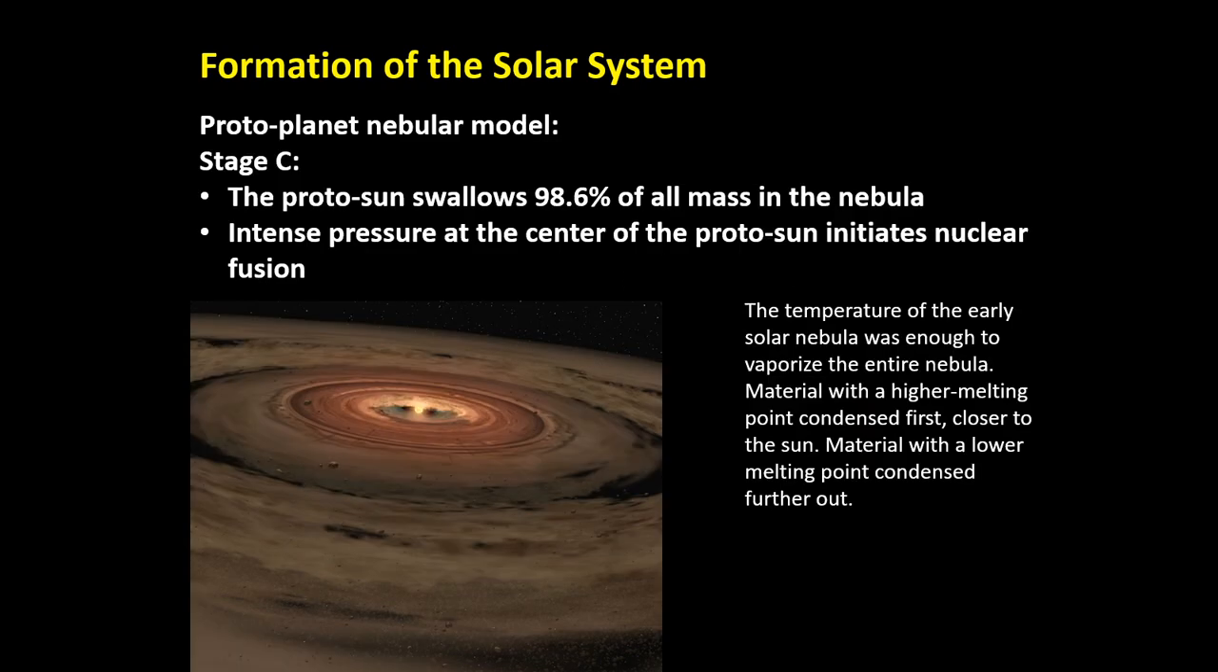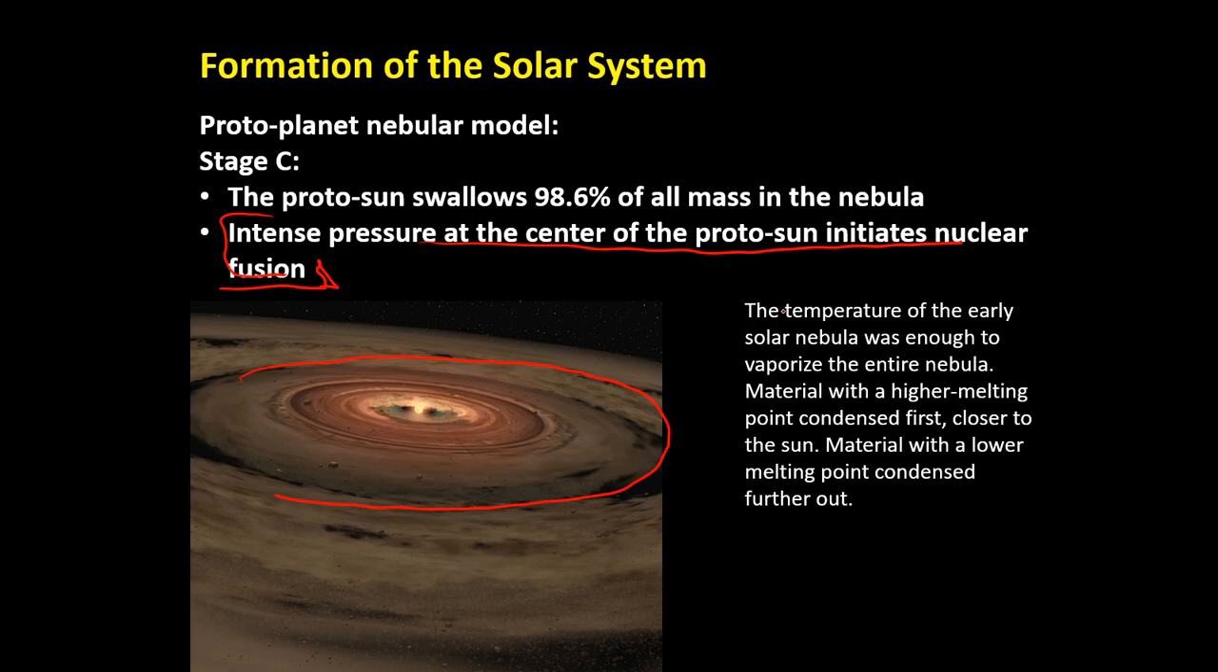Now it's locked. Okay, so stage C. The protosun swallows up 98.6 percent of all the mass in the nebula. And that intense pressure at the center of the protosun initiates nuclear fusion. And we start to get disk rotation. We start to have the nebula flattening out. And that's what eventually leads to the planets accreting and condensing.